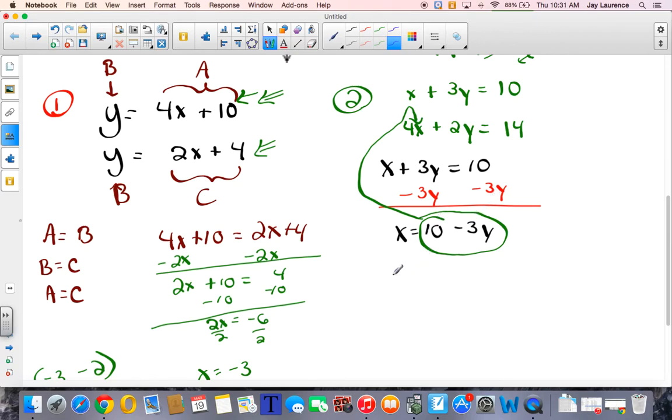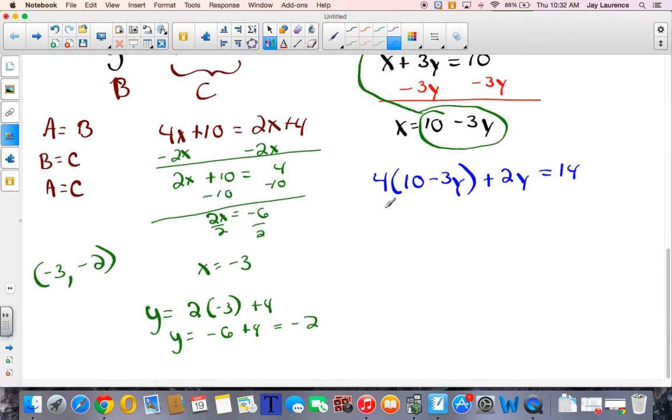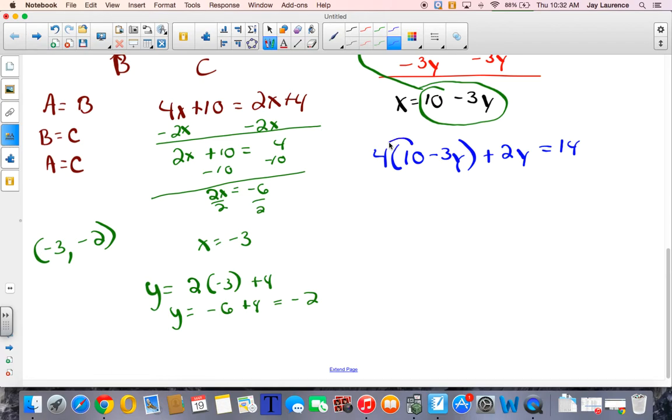So, I'm going to have 4 times, what's x? Well, x is 10 minus 3y, plus 2y, and that's going to equal 14. I'm going to distribute right here. You see how all the things we've been doing this year are coming back. 40 minus 12y plus 2y equals 14.